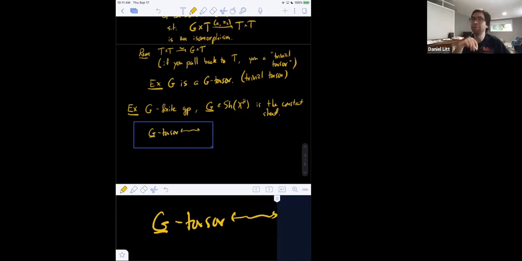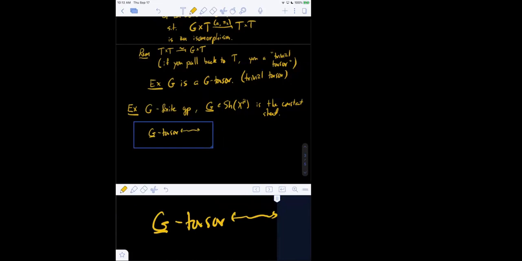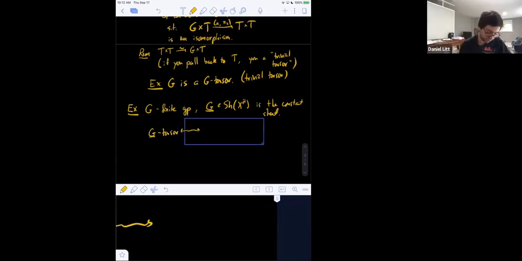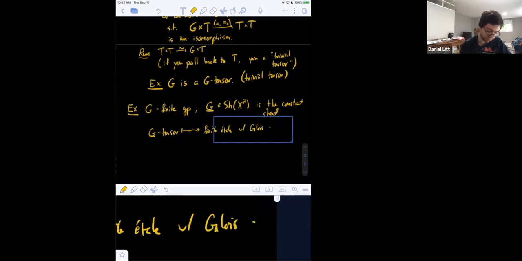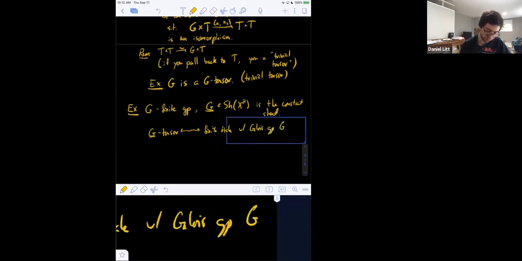Can anyone give me an example of a G torsor? Take a cover with Galois group G. Yeah, exactly. It's a finite Etale cover. And in fact, there's an equivalence of categories, which we'll see in a second, with Galois group G. If X is a smooth curve, you can think of that as a Galois extension of the function field with Galois group G, which is unramified everywhere.